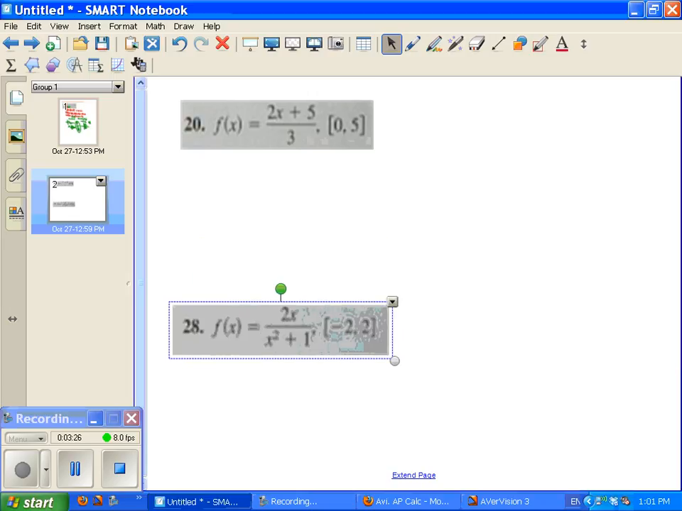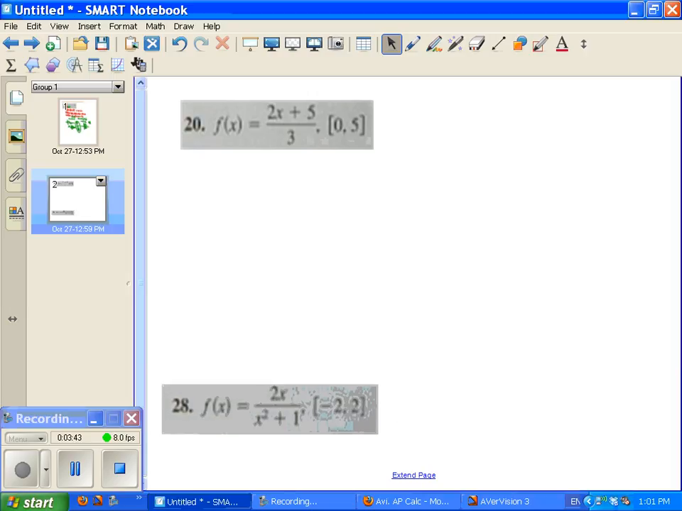And then 55 through 58 are a lot like the problems that I had yesterday, where we had the graphs and you had to come up with the absolute maximum and minimums, and then also the relative maximums and minimums. Super. Alrighty, so let's take a look at number 20 first.